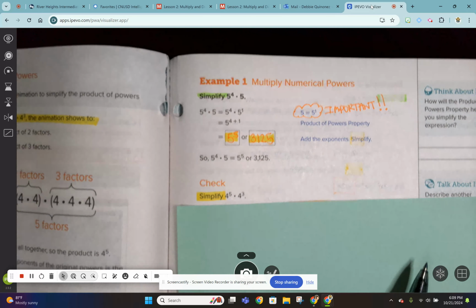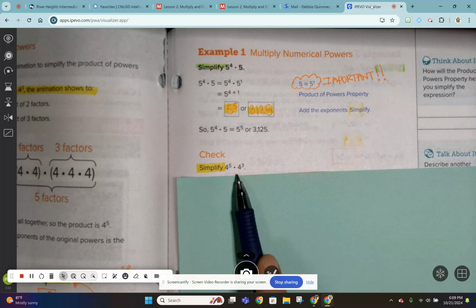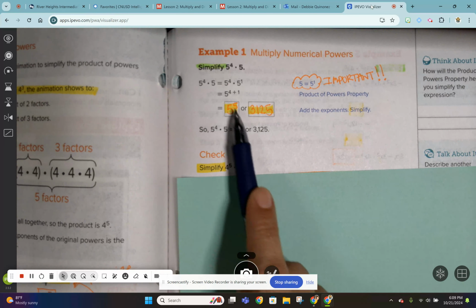All right, so let's have you try this one on your own. Take a quick pause, and remember, show your work like they did up here so that your notes make sense to you.